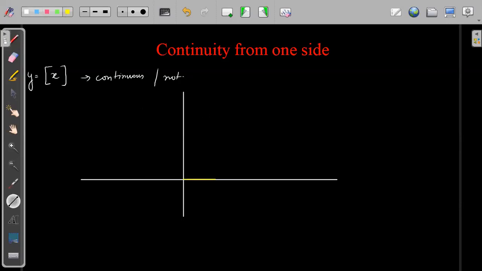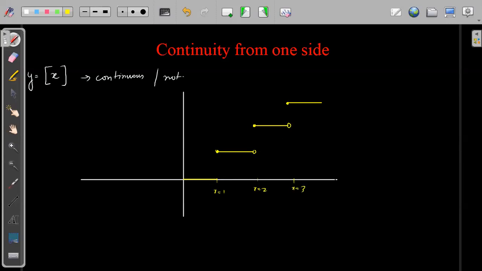The function is something like this. And we'll see something very important with this function. This is a hard dot, this is a gap, this is a hard dot, and this is a gap, right? So we'll talk about this point. Suppose this is x is equals to 1, this is x is equals to 2, this is x is equals to 3.